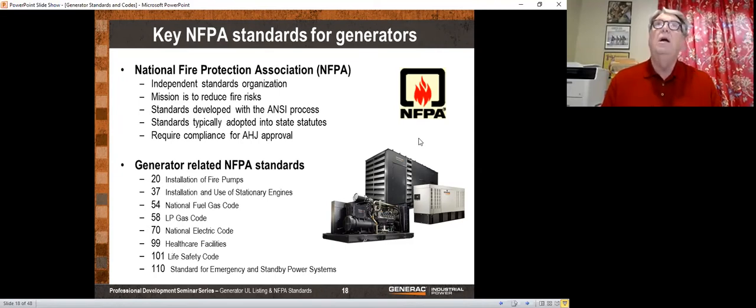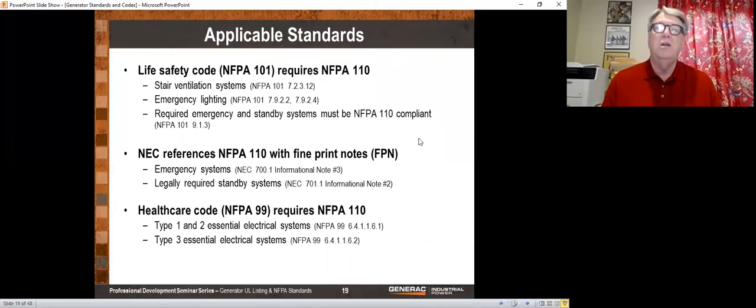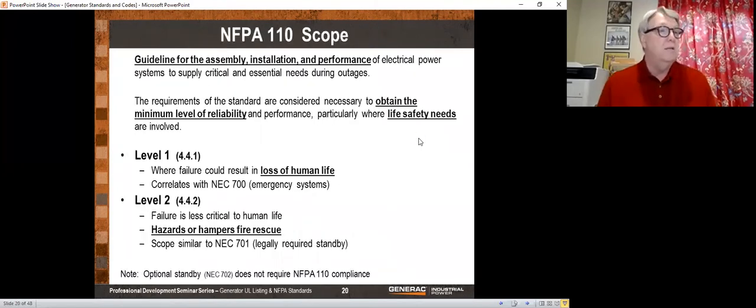Now, if you have an optional generator, you do not need to meet NFPA 110. If you have an emergency generator or a legally required generator, then you do need to meet NFPA 110, and not all generators are built to NFPA 110. It turns out that because there's so much information in NFPA 110, the National Electrical Code actually punts a little bit and assumes that you're going to meet NFPA 110, and so they don't duplicate all those requirements in the National Electrical Code. For instance, the Life Safety Code requires you to comply with NFPA 110. The NEC references NFPA 110 in many fine print notes, and as you can see, for emergency systems and legally required systems, you must comply with NFPA 110. Finally, NFPA 99 requires NFPA 110. So NFPA 110 is something we should talk about.